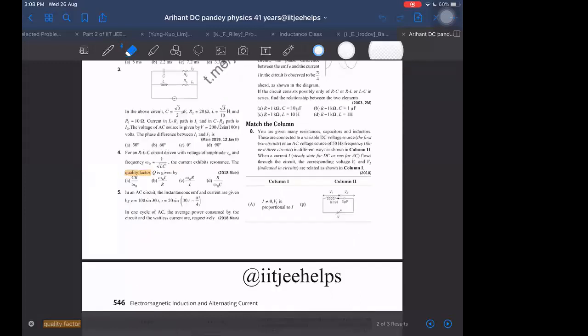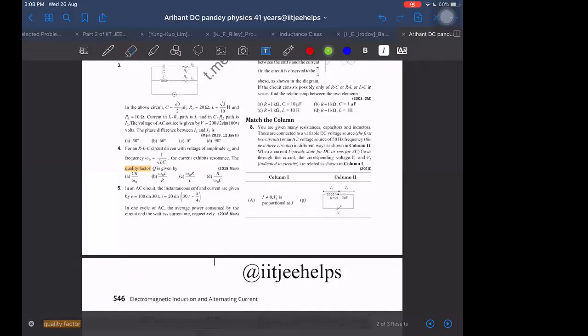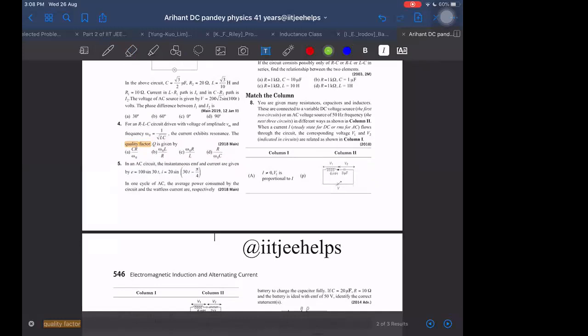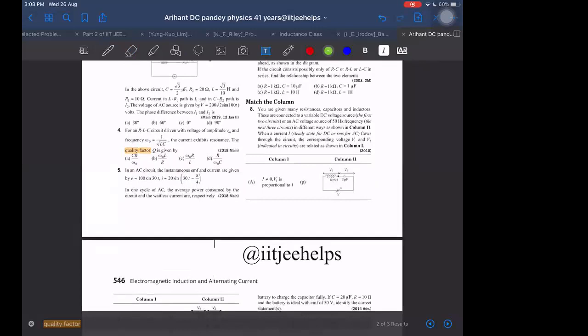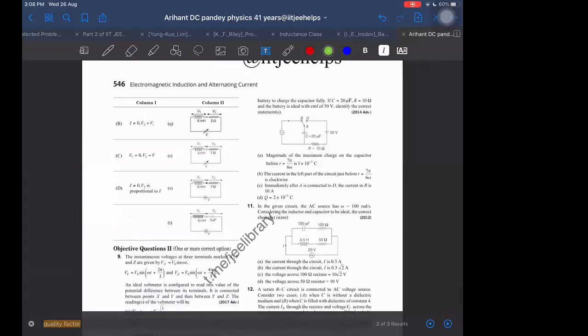For an RLC circuit with voltage of amplitude given, omega naught given, the quality factor is given by. Let us see what answer is given by them for this quality factor. Question number 4. I was getting omega naught into L by R, right? But we can write it in multiple ways, because I can write in terms of capacitance also. But it is mains, and in mains only one answer will be possible, I think. Let me check once.